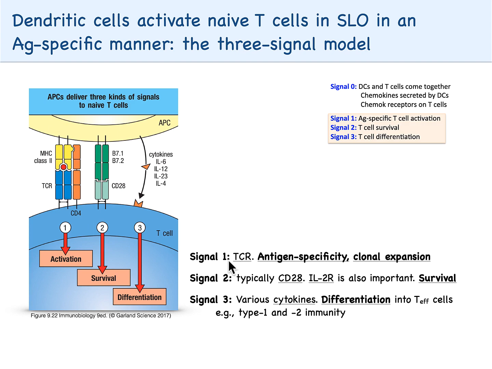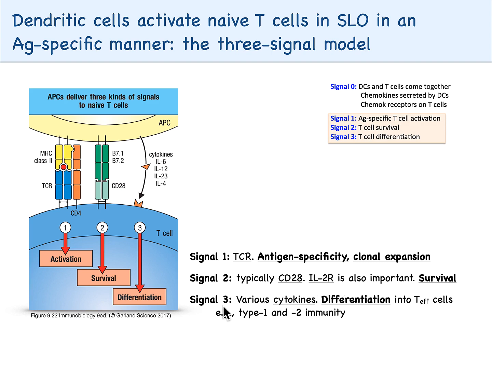So signal 1 is T cell receptor signaling, T cell receptor activation. This is what gives the specificity and clonal expansion. Signal 2 is typically mediated by CD28, which recognizes B7-1 or CD80, and B7-2 or CD86. There are other receptors that are very important for survival, and we will see them a bit later. The IL-2 receptor, and IL-2, is one of the very important survival signals, even though it's a cytokine.